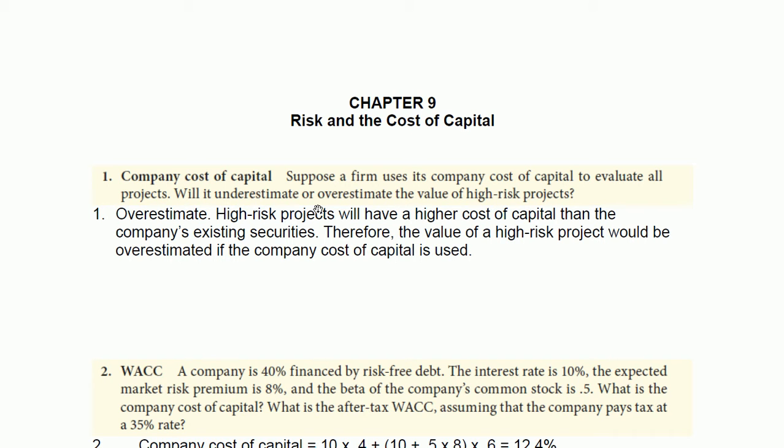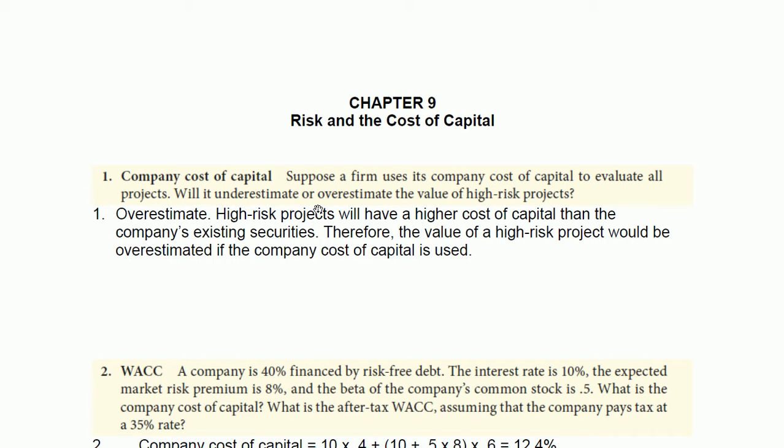Hello everyone. Today we're going to review chapter 9 about the risk and the cost of capital. And we will show an Excel example after the review.